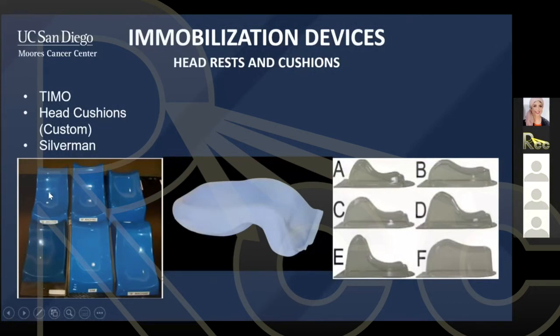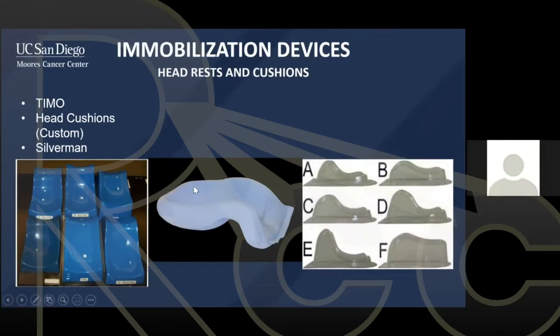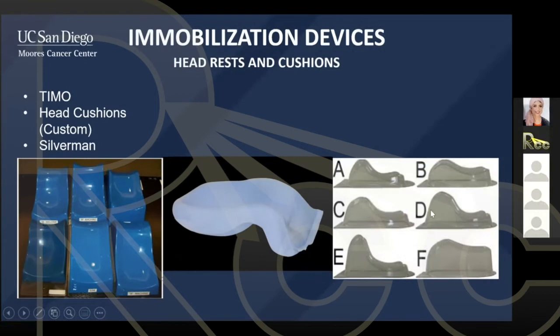They're soft, and they come in different shapes and sizes. Then we have this custom head cushion. These will go on top of either the Timo or the Silverman headrests, and these are pliable as well. You get water on them, then mold them to the patient's head and wait a few minutes, and once they harden, this is the shape they're going to be in for the rest of the treatment. It's mainly for patient comfort. If you were to treat a patient with these every day for 25 treatments, it'd be quite uncomfortable. This just helps for comfort as well as reproducibility.